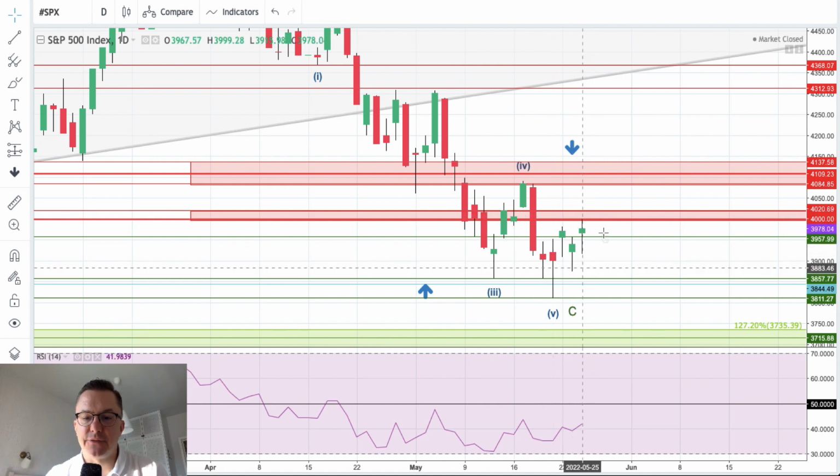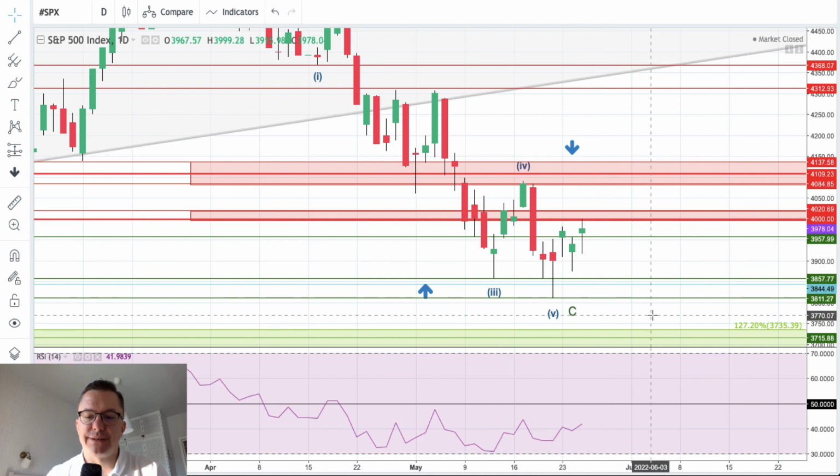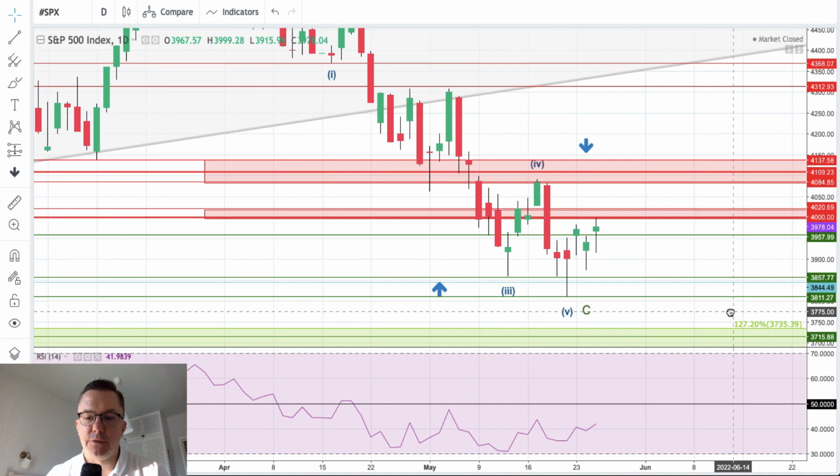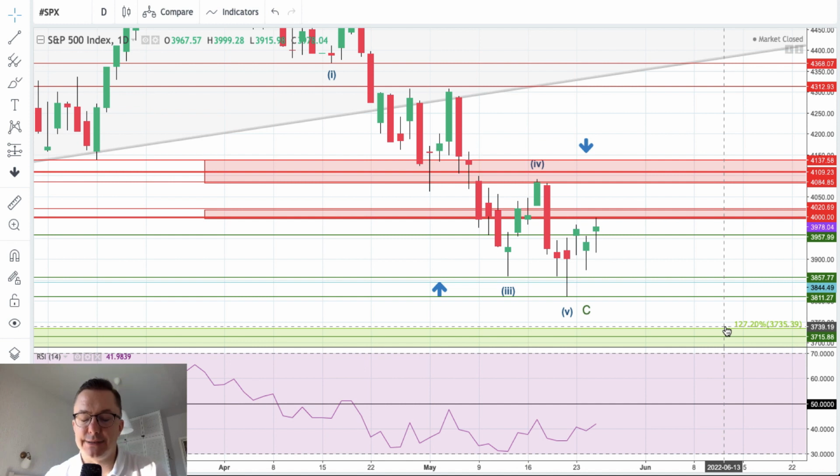If there is no result from the effort, bears might get either scared, or they may just throw in the towel, get bored, or whatever. And then of course the bears will push the prices lower. The target is the 127 Fibonacci extension of the wave C. So this is the 3,735 level. And if we hit this level, another Fibonacci target is hit, so the market is highly technical.